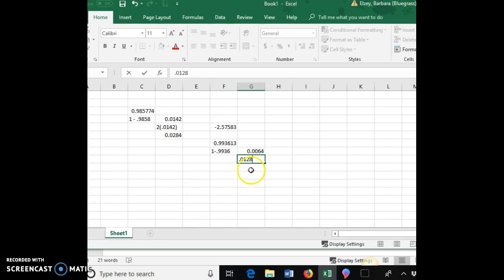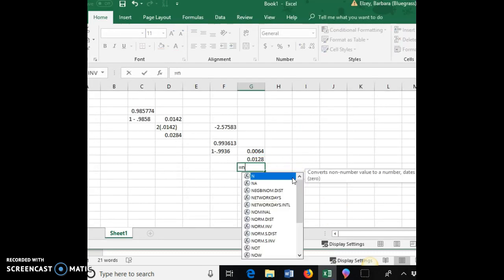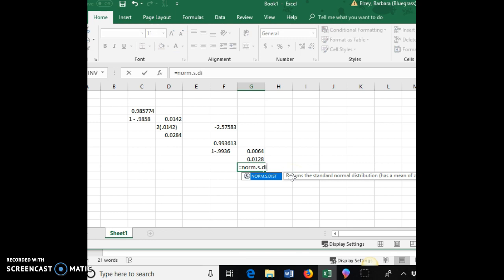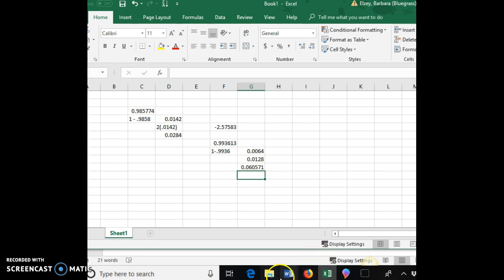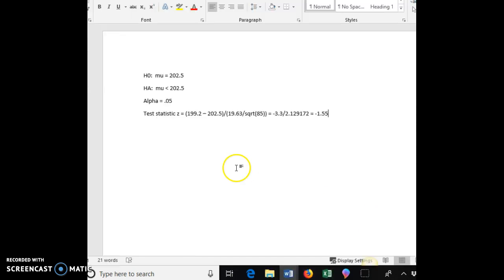All right, so negative 1.55, equals NORM.S.DIST of negative 1.55 and the word TRUE, and we get a p-value of 0.0606 if we round it to 4 decimal places. All right, so the p-value is 0.0606. Now, recall, if the p-value is greater than alpha, we fail to reject.